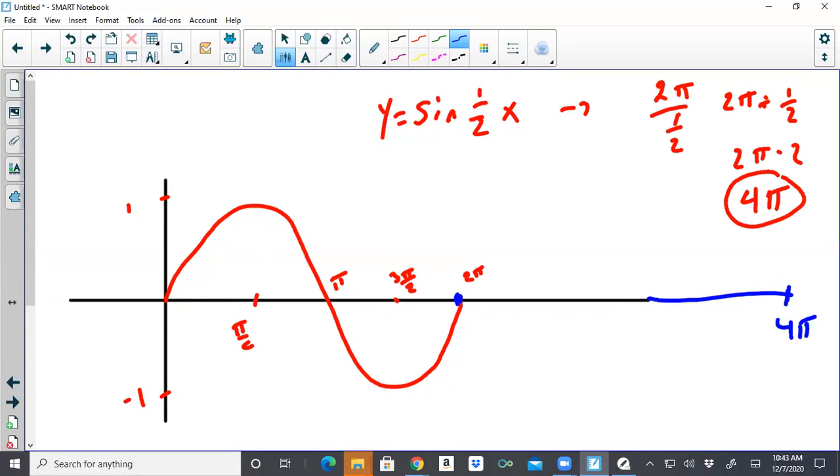So 4 pi is going to be the ending point. Now basically I just have to figure out what my halfway points are in between these, and that'll tell me what my max is and what my min is. Half of 2 pi is going to be pi, which means I'm going to have a dot at pi up here. And then halfway in between this is going to be 3 pi, so I'm going to have a dot down here. Now I'm just going to connect my dots.